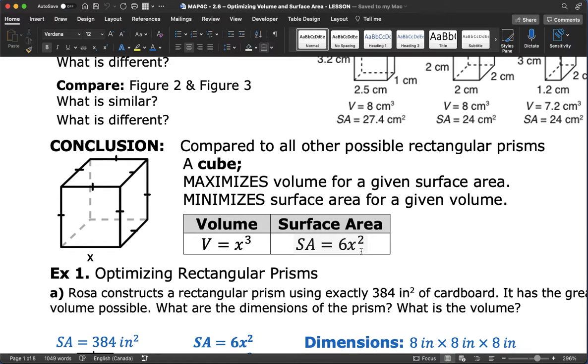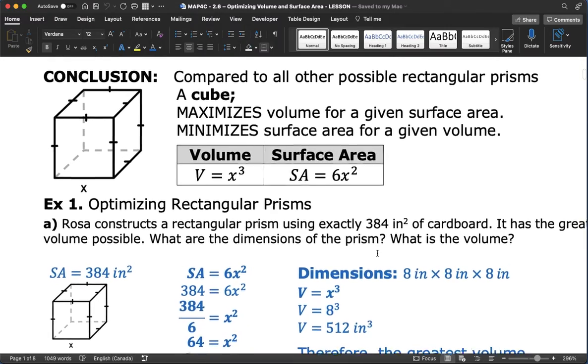As for surface area, we have the front, back, top, bottom, left, and right faces, all 6 are exactly the same. And each one has the same area of x by x, which is x squared. So there's 6 faces, each of them x squared. And this is the formula for this optimal shape. So we're going to use this in optimization problems.